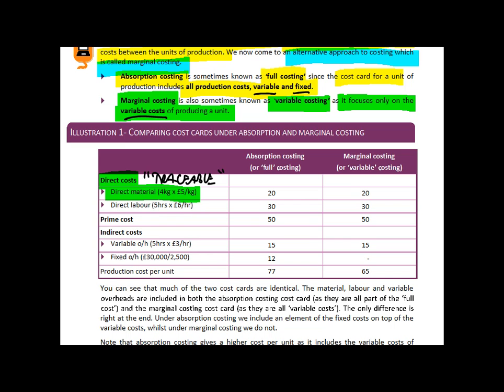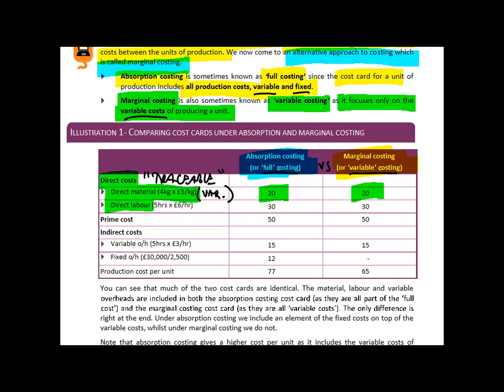Now let's consider the difference between absorption costing and marginal costing. Now, absorption costing is called full costing because it will include all costs, both variable and fixed. So it does include the £20 of direct material. Direct material will be a variable cost because the more cakes you bake, the more flour you'll need, the higher the cost will therefore become. Marginal costing, sometimes called variable costing, well actually that will also include the £20 because that is a variable cost. So in fact, they both include the direct materials.